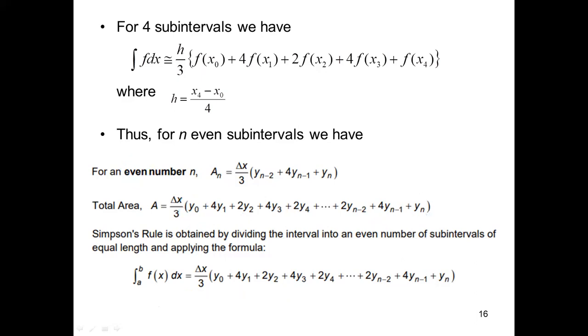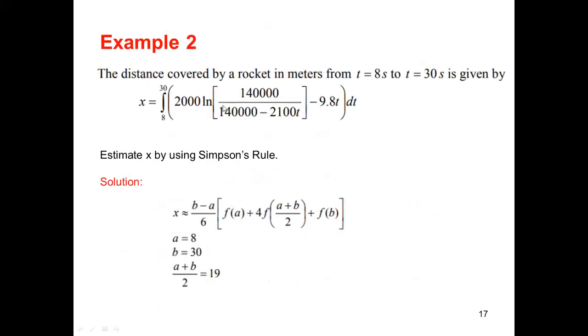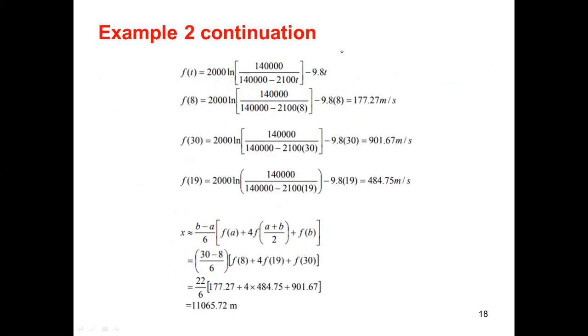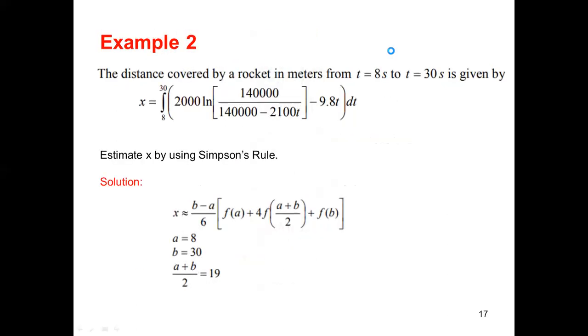Okay, clear? Now, if we will have an example for this particular Simpson's rule, we have this. The distance covered by a rocket in meters is given by this integral, wherein you will have 8 as the lower limit and 30 as the upper limit, and this is your function. Class, I'm saying this is your function. It's quite long compared to the one we had in the previous example, which is the sine of x.